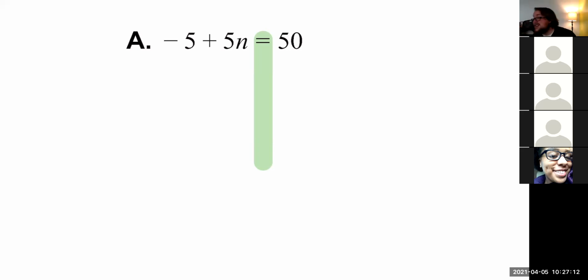Yep. So that -5 is further from the variable. That +5 is too close yet. We're not ready to deal with it yet. It's too close to the variable. So to make the -5 disappear, I'm going to use a +5, which is opposite of -5. And a +5 on the right. Oh, wow.